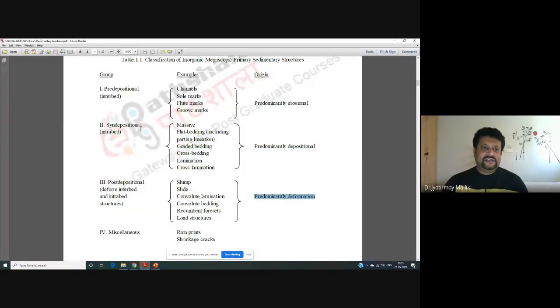Now, let us look at these primary structures, and let us start with the predepositional structures. Some of the examples, which are even before the deposition actually happens, are channels, sole marks, flute marks, and groove marks. I think you already know about these structures, so I will show you some photographs, and you will be able to understand them very quickly.